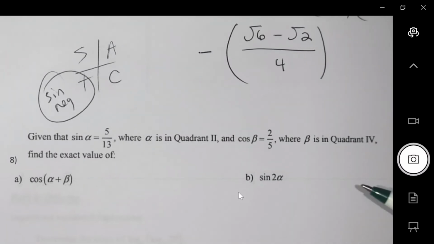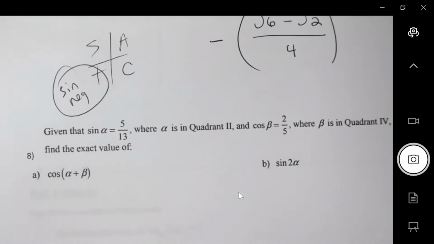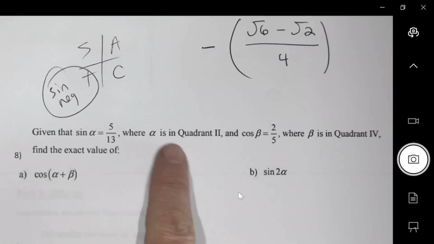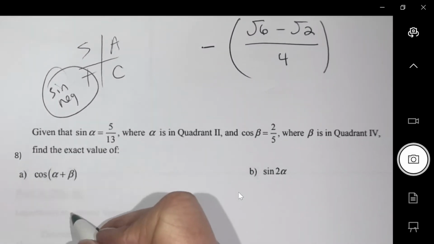Okay, we are given an angle A and an angle B. So the sine of A is positive, and it's in quadrant 2, so we know that.